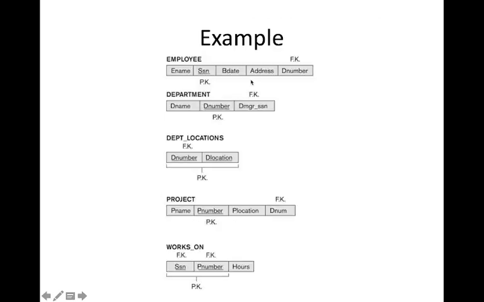So if we take this example here, SSN is the primary key, then all other attributes are non-prime attributes. In this example, we have D number and D location. These two attributes are prime attributes. Okay, in this example, we have SSN, P number and hours. SSN is a prime attribute, P number is a prime attribute, and hours is a non-prime attribute.